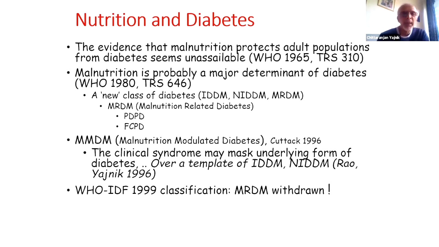This, of course, led to a meeting in Orissa, which Dr. Tripathi organized, and we coined the term malnutrition modulated diabetes. But despite our efforts, WHO in its 1999 classification withdrew this entity because they thought the evidence was not good enough. I am now trying to convince everyone that there is evidence for undernutrition contributing to the risk of diabetes.